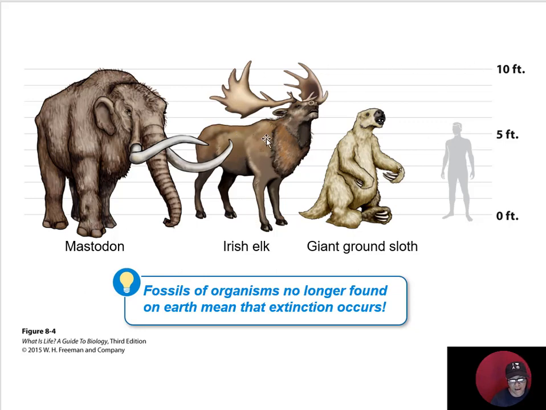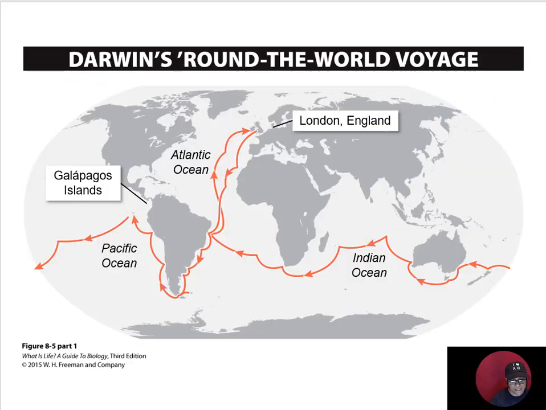Same thing for the Irish elk, which is also extinct, that stood almost 10 feet tall with the antlers, and the giant ground sloth that, again, was nearly 7 feet tall. And these are all extinct, but we have the fossil record to tell us that they actually existed.